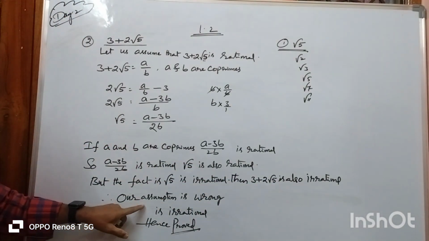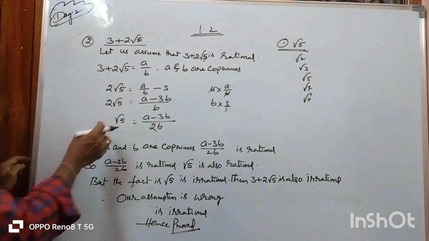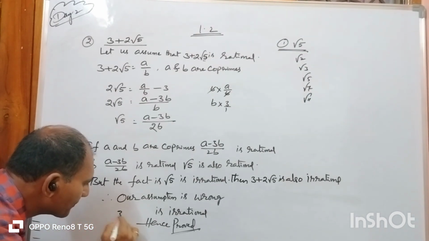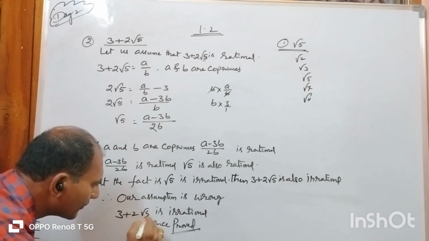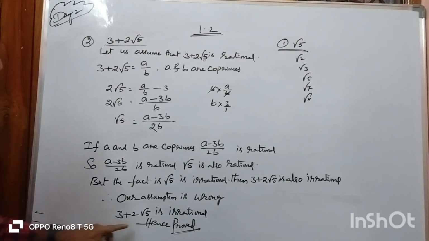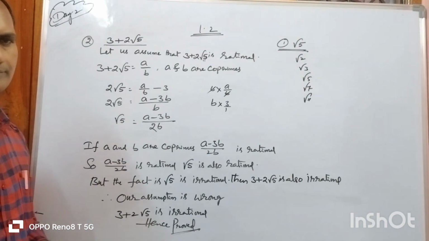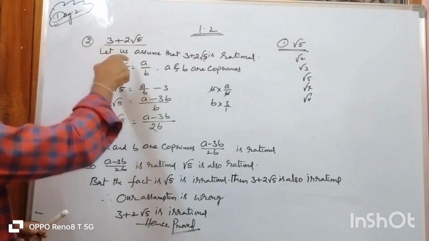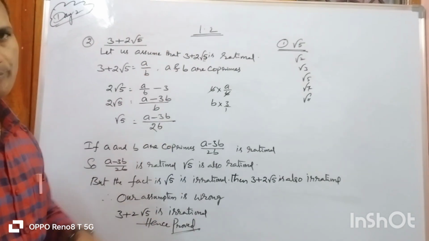Our assumption is wrong, in the sense that 3 plus 2 root 5 is irrational. Hence proved. This is the second one of exercise 1.